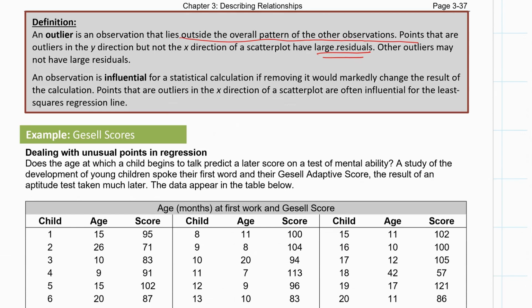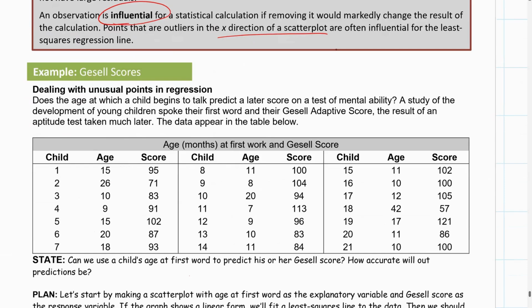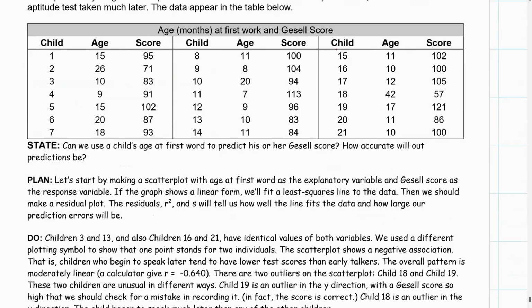Second, an observation can be an outlier and it can be influential if removing it would make a marked change in the results of the calculation. Points that are outside the x variable values for the scatter plot are often influential. Let's look at those two ideas in the context of a data set.